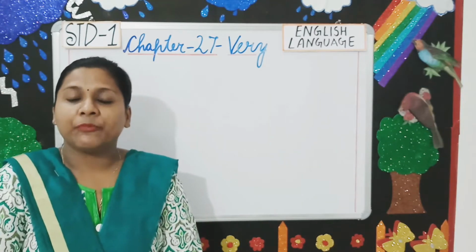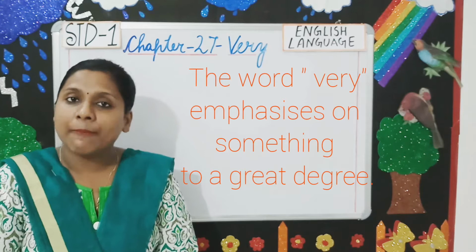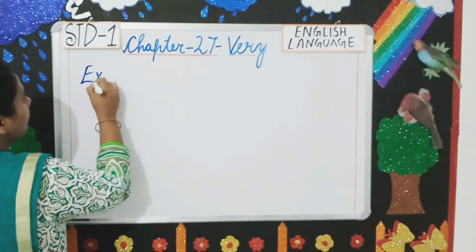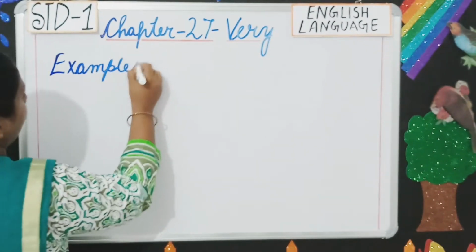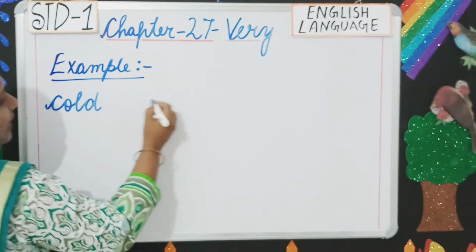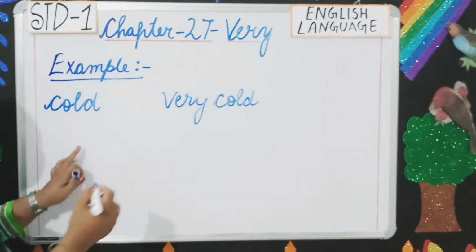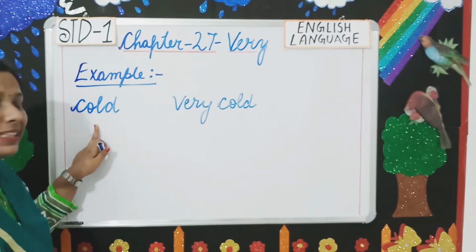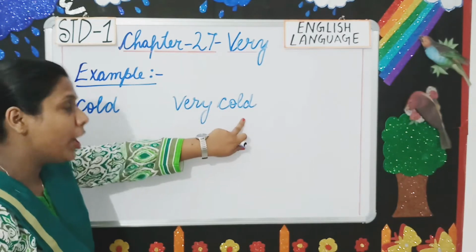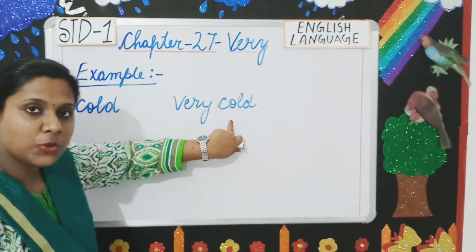The word very, when we use the word very, it shows that we are emphasizing something to a great degree. For example, on one side we say cold and on the other we say very cold. When we say cold, we are talking about a normal degree. But when we add very to the word cold, then we are emphasizing the word cold to a great degree. Clear, students?